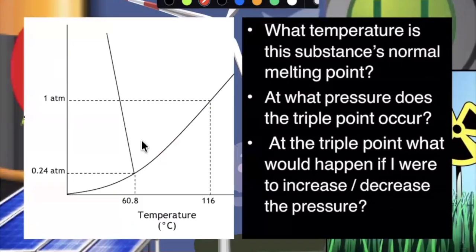Okay, what temperature is this substance at its normal boiling point? So when we say normal, that's going to be at 1 atm, which is right here. Now, notice this is solid, liquid, and gas can cover pretty broad range here, depending on pressure. Even very cold things can be gas.